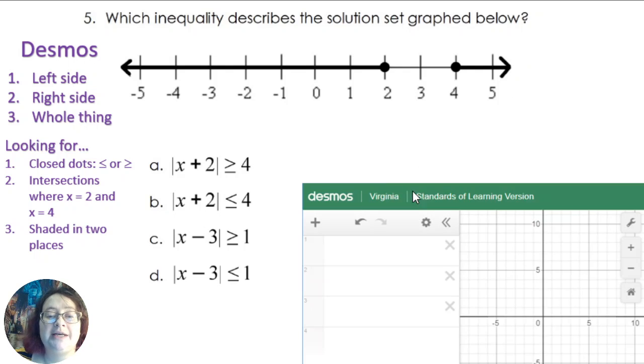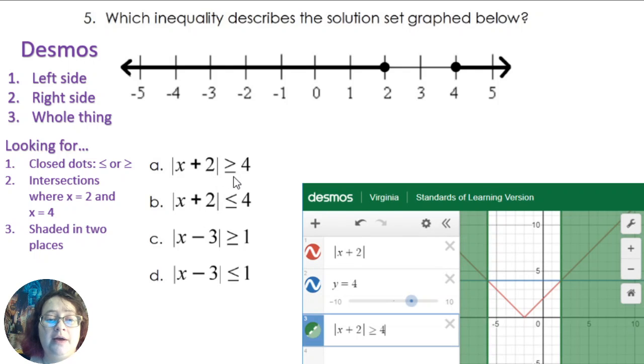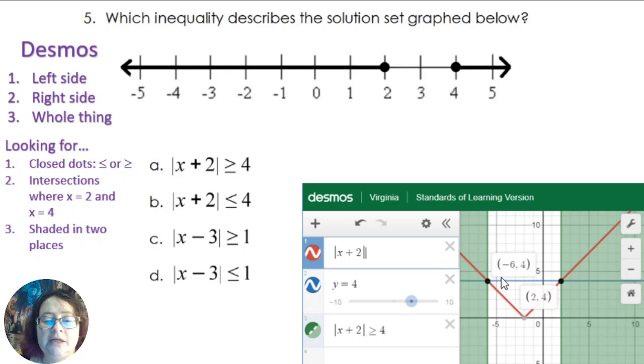So I'm going to bring up Desmos, and I'm going to plug in my first answer choice. The absolute value of x plus 2 in the first box, and y equals 4 in the second box, the whole thing in the third box. And when I click on my intersection points, I see that my x values at these intersections are -6 and 2. Well, 2 matches, but -6 doesn't. So that's not going to work. So I'm going to mark out answer choice A.